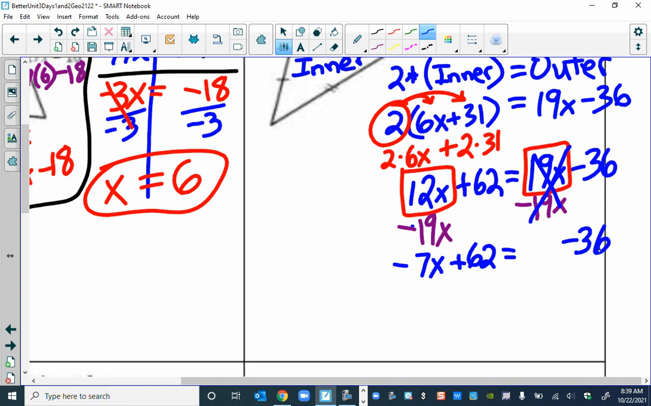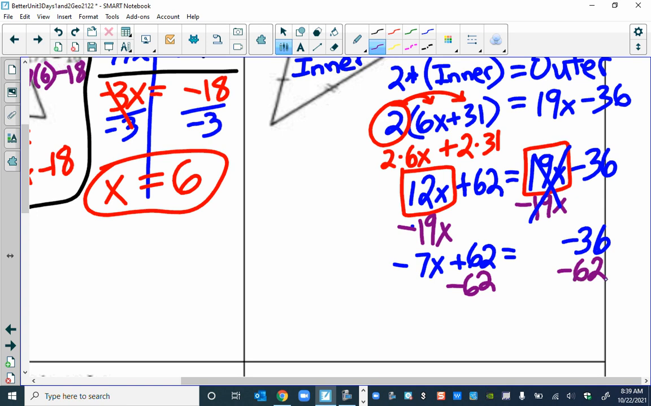Now, what would be our next step? What's the next step we have to take? You have to subtract 62 on both sides. Joey is right, because we can't combine these two terms. There's no x there. Negative 36 is by itself. And since there's no x here, you leave this one alone. The goal is to get the 7x by itself. So yeah, by process of elimination, you have to subtract.